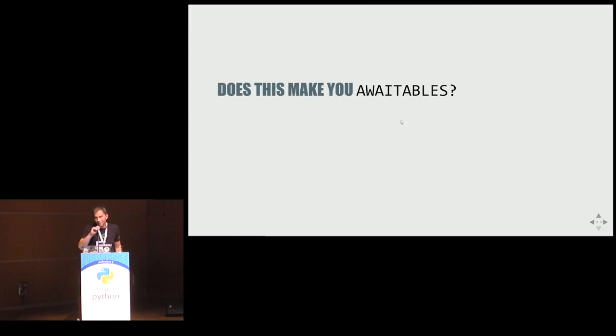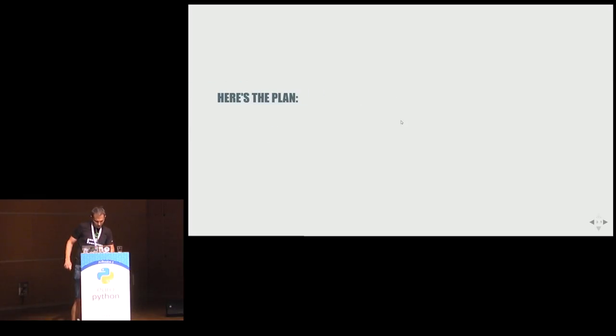Now, how many people heard about awaitables? All right, okay. These are the two PEPs that talk about awaitables, that implement awaitables. So I'm going to show a few things. The game plan is, we're going to take the usual iterators, like dunder iter, dunder next, end-to-end. Anyone want to guess what this code is going to do?